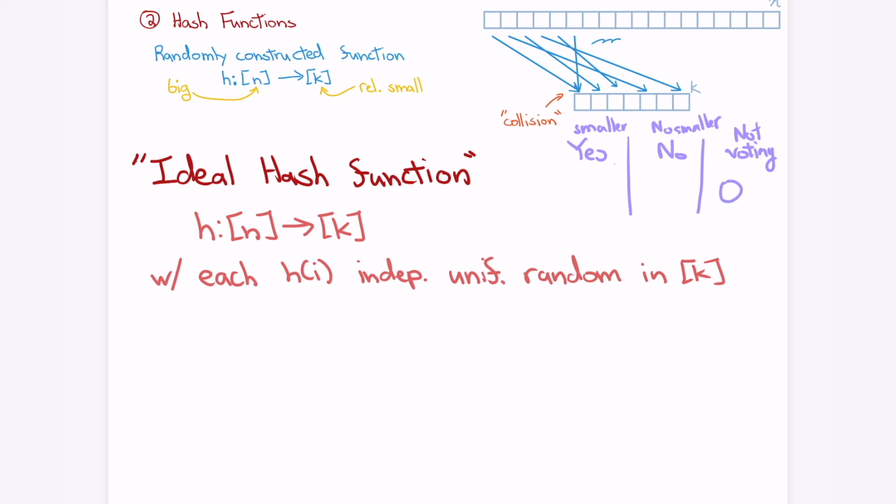Something smaller. So for an ideal hash function, the question is how much space do you need to write it down? One option is for every one of your inputs, you just write down where it goes. That would take n log k because you need log k for each of the outputs. The question is, can you do better? Yes means better. No means no, not better. And then not voting means, yeah, not voting. So do you want to not vote?